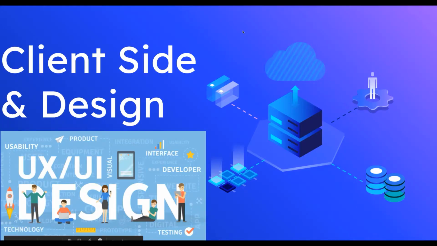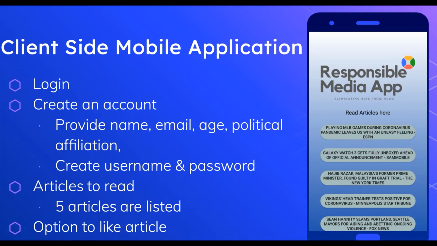Moving into the client side and UI and UX design. In our application, you will be first greeted with a page to log in that will allow the user to access their account. You will also have the option to create an account by providing your name, email, age, and political preference. Once you have logged into your account, you will be given a list of 5 articles that you can choose from. Upon completing the article, you'll be prompted to like or dislike it.